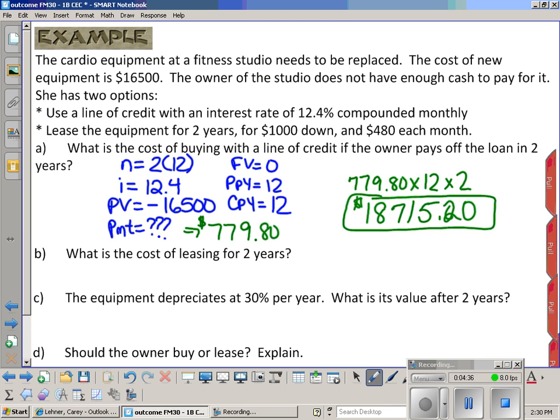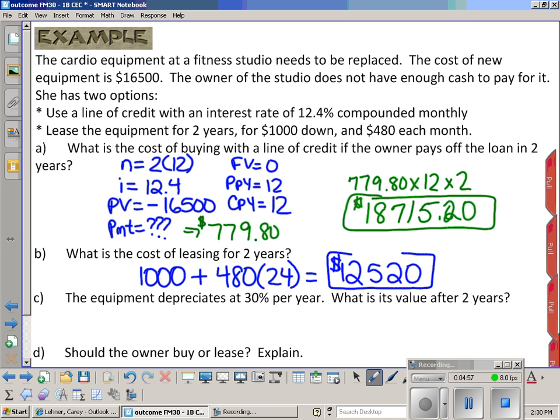What is the cost of leasing for 2 years? Well, leasing was $1,000 down plus $480 each month. Now in 2 years, that would be 24 months. So when we calculate this out, it will cost her $12,520 to lease the equipment for 2 years.